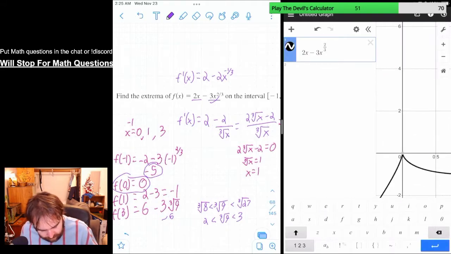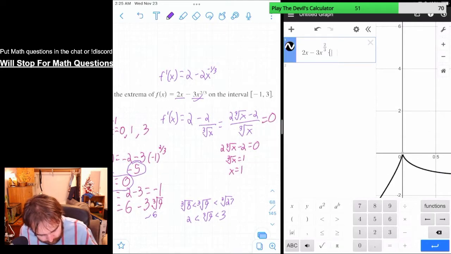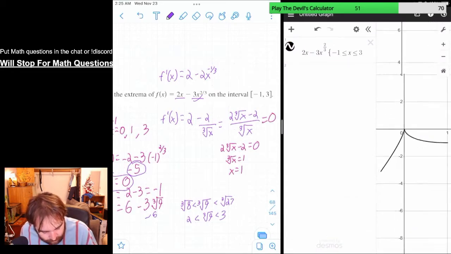So where did we want that graph? We wanted that graph from -1 to 3. I think that also shows one of my favorite parts of math, that if you do the math right, it's right.